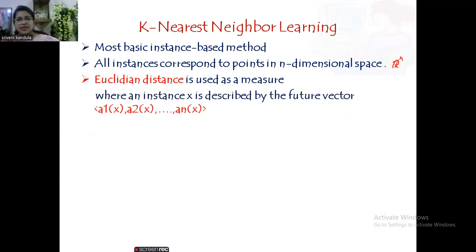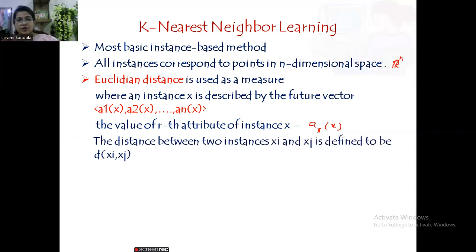Here, an instance x is described by the feature vector a1 of x, a2 of x, and so on up to an of x. For example, if I take the value of the rth attribute of an instance: this instance contains 1 to n attributes. Similarly, for the same instance, if I want the rth attribute, I can represent that as ar of x. So a1 of x is my first attribute, a2 of x is my second attribute, like that, an of x is my nth attribute. Now, for my rth attribute, I can represent it as ar of x.